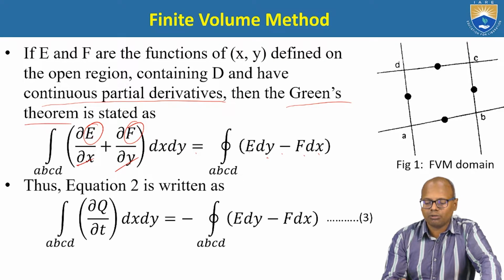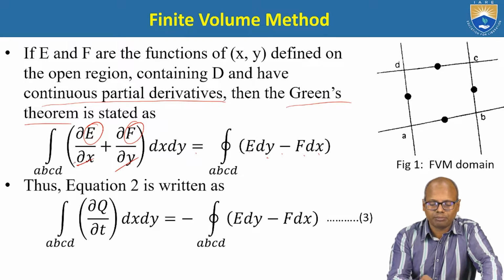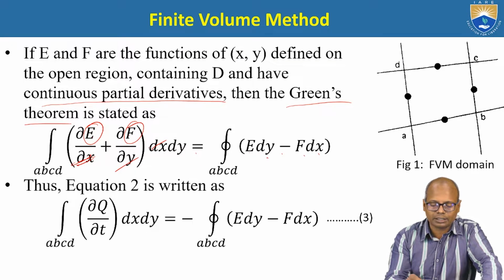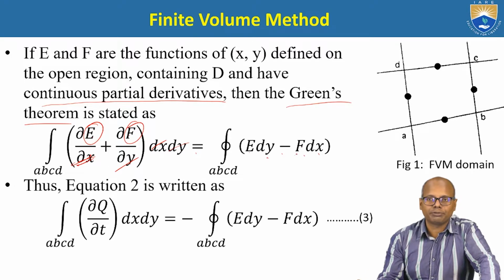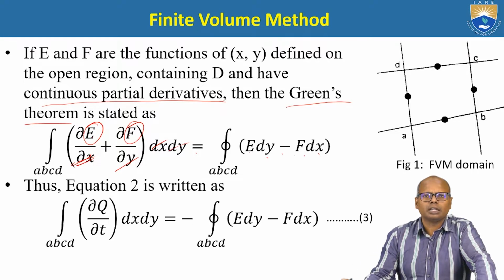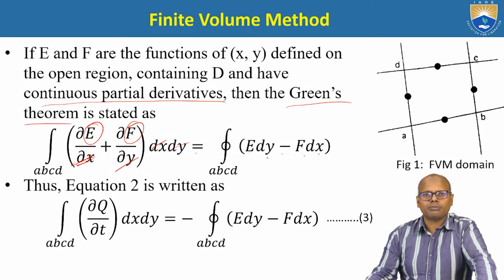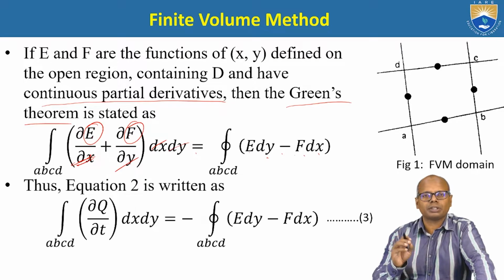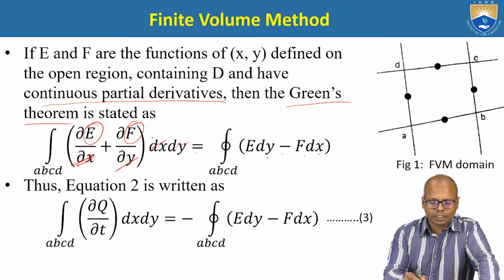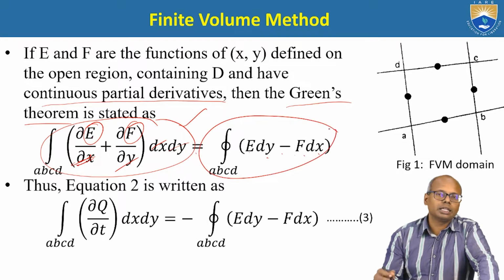Here E is differentiated by x and F is differentiated by y. Because it is continuous, I can cancel these two, so E will have only dy, and I can cancel dy here, so I will have F here. This is possible only when the functions have continuous partial derivatives. Only then can we use Green's theorem.